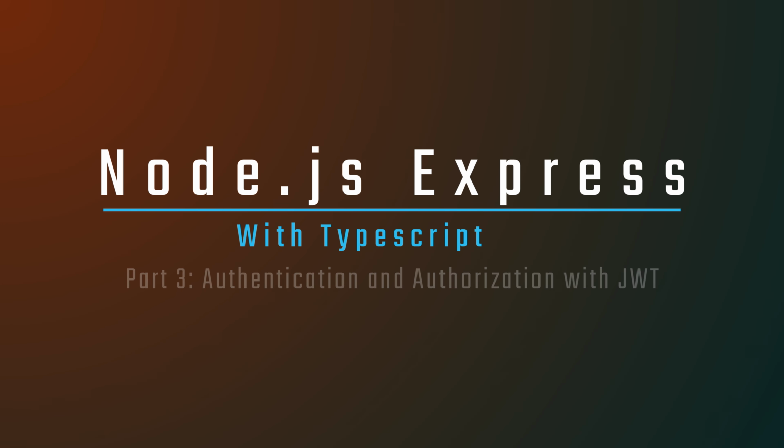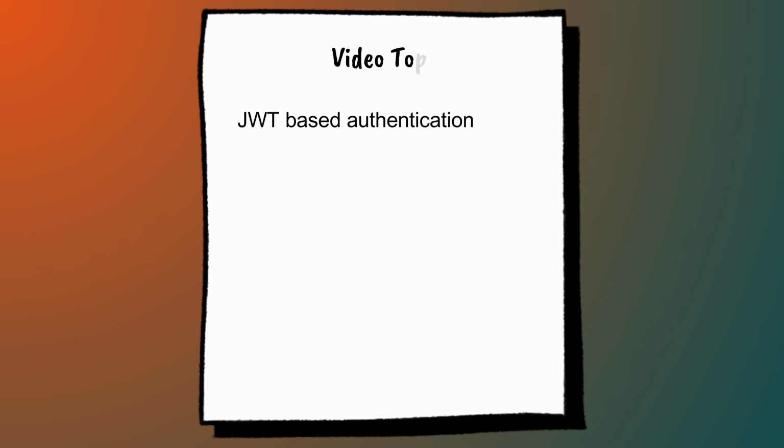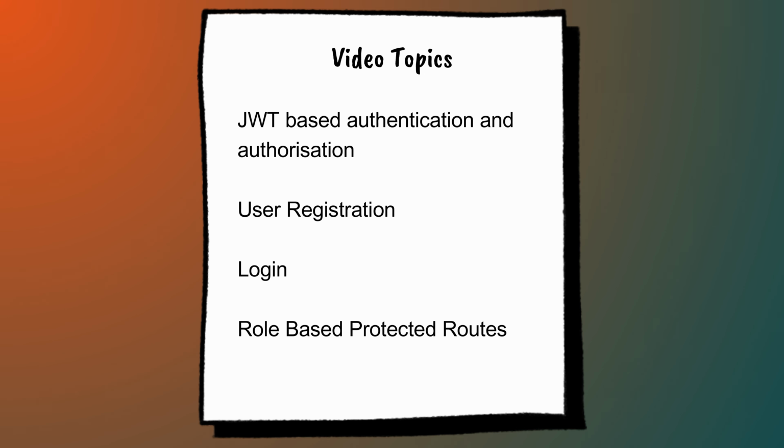In today's video, we're going to take our Node.js Express app to the next level by adding secure user authentication and authorization using JWTs, or JSON Web Tokens. We'll go over how to set up user registration, login, and protected routes based on user roles like admin or regular user. By the end of this video, you'll have a fully functional authentication system integrated in your app. Let's jump right into it.